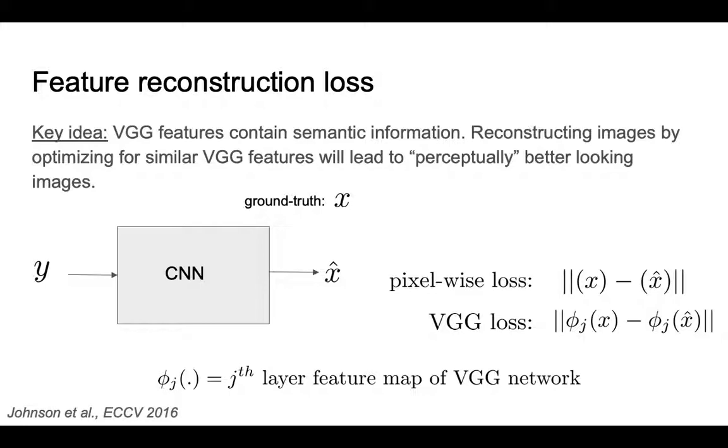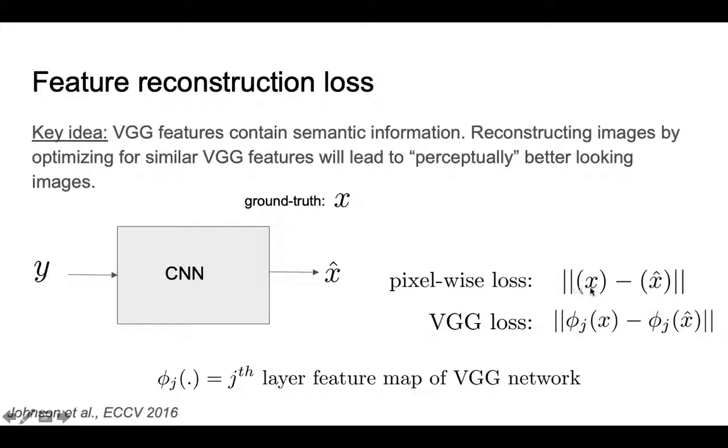So what they proposed is, instead of using those, you can optimize for the difference between these VGG features. They call it the perceptual loss. Basically, you have an input Y, which is the degraded image. Let's say we're doing super resolution now. Y is a low resolution image, and X hat is a high resolution image, and you use the CNN to upscale the image.